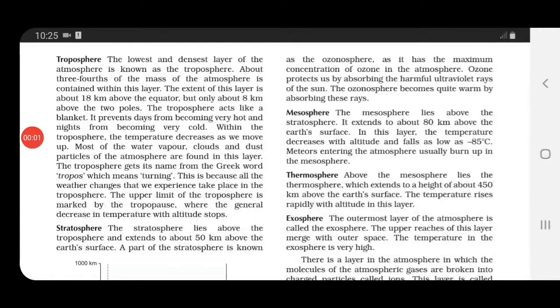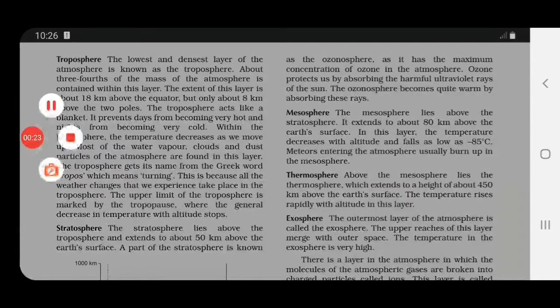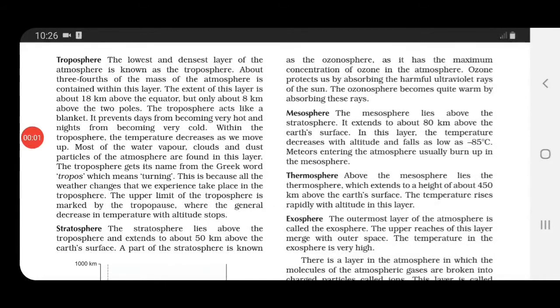Now this layer, children, that is troposphere, it is like a blanket. How? Because it prevents days from becoming very hot. Day time में हमें बहुत ज़्यादा गर्मी से ये layer बचाती है. Okay? And during the night time from becoming very cold. ज़्यादा night time में ज़्यादा ठंड ना हो जाए उससे भी ये layer हमें बचाती है. And as you will move up, children, within this layer, the temperature will keep on decreasing. Okay.